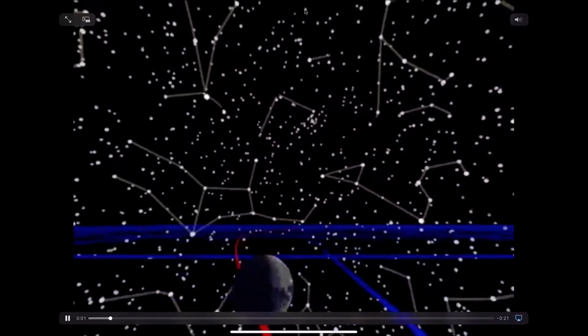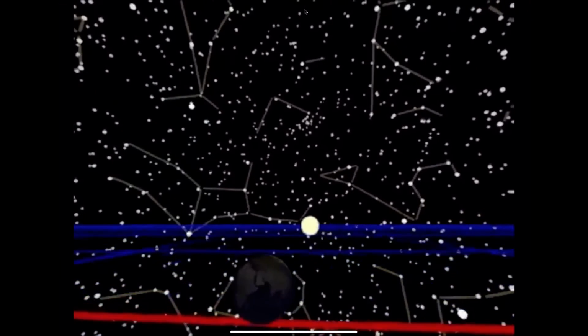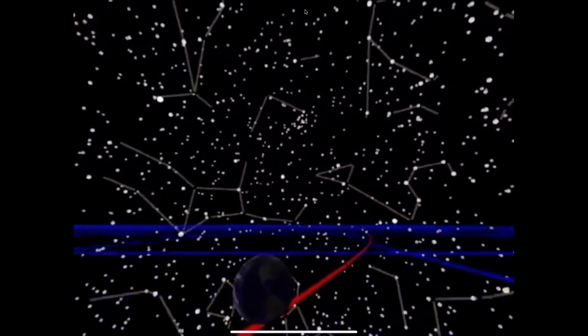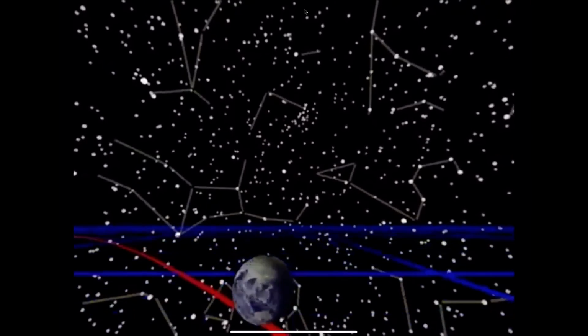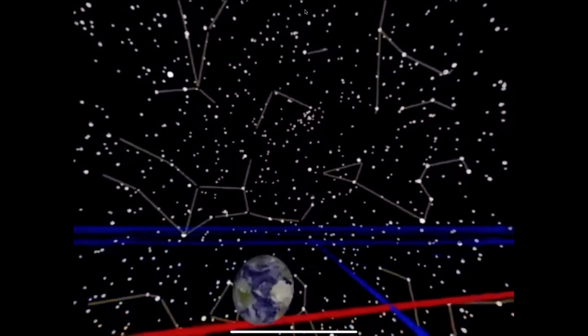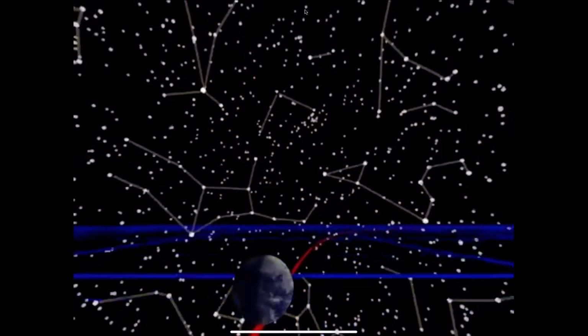So here we go. The Earth's moving around the sun, and as it does, you'll notice that you can almost tell just by looking at it which stars are in the foreground and which stars are in the background, because our brains are in tune to be able to see this motion and interpret it as distance.